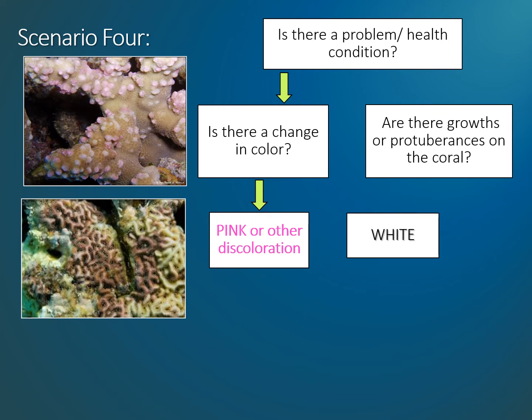What about these 2 corals in scenario 4? On smooth finger coral in the upper left, you see numerous tiny pink bumps, and on the corrugated coral in the lower left, you see patches of maroon red within the coral tissue. What do these signs indicate?